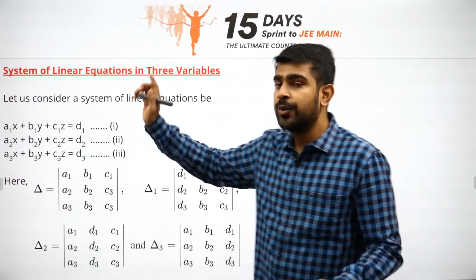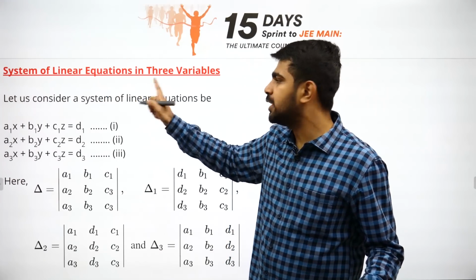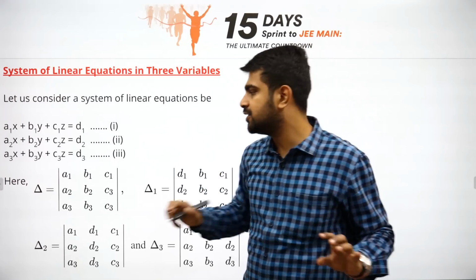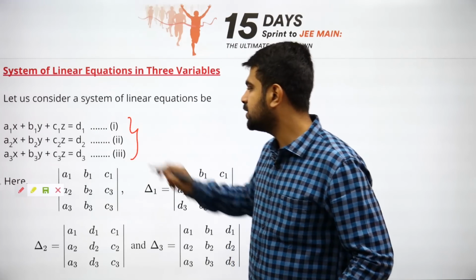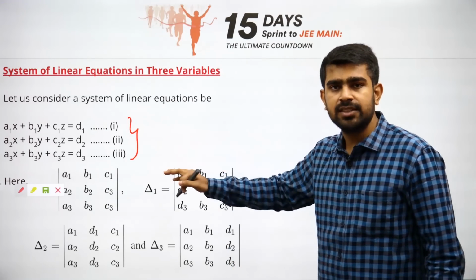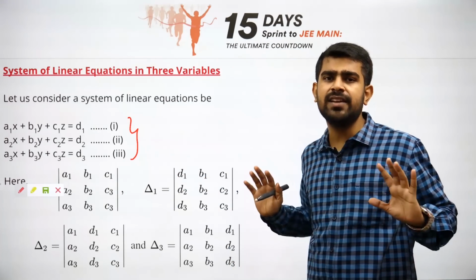Okay guys. So now I have a system of linear equations in 3 variables. This is my system, guys. I have 3 equations, 3 unknowns. So it's a normal 3 variable equation.